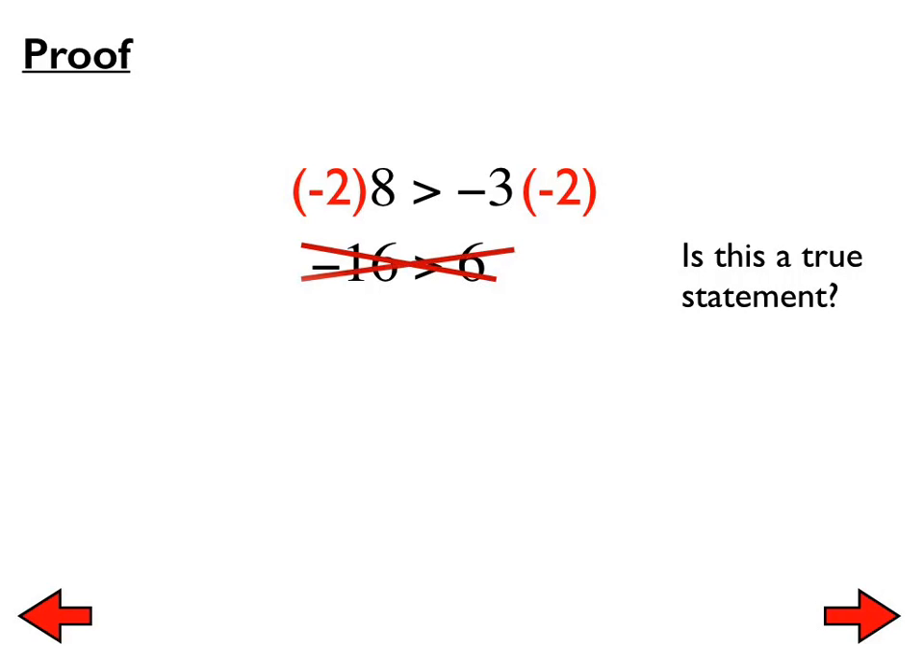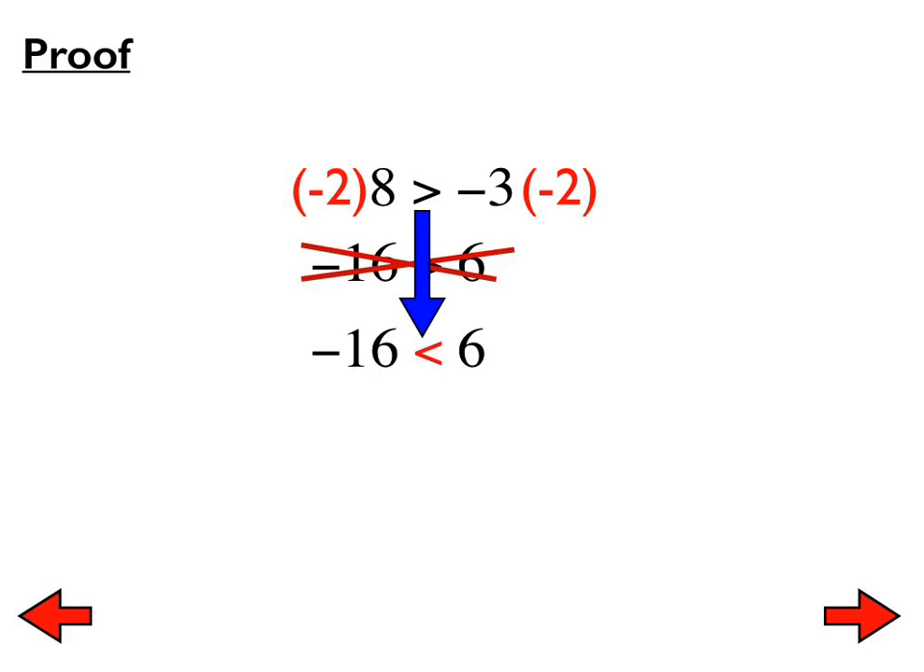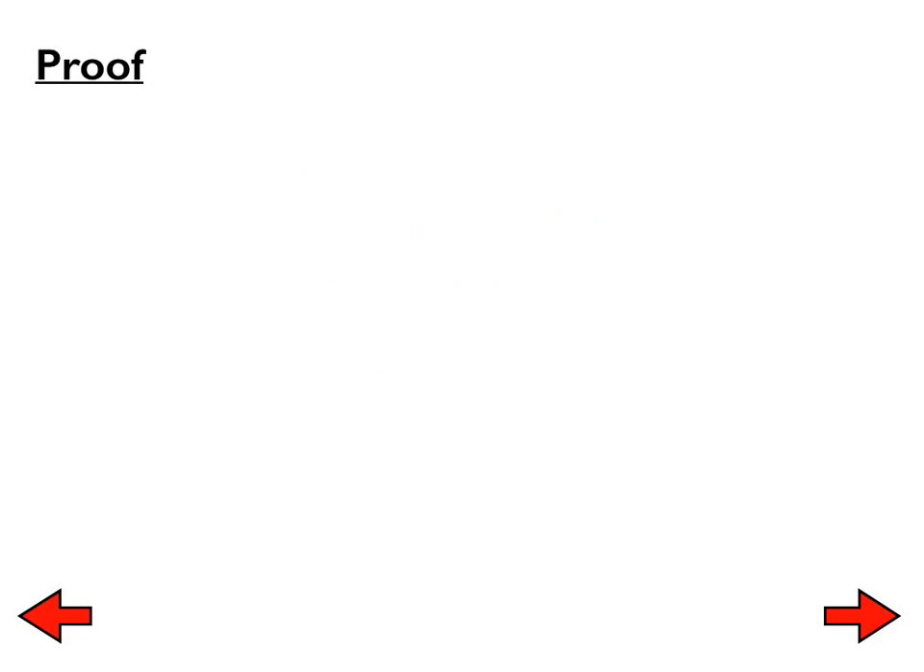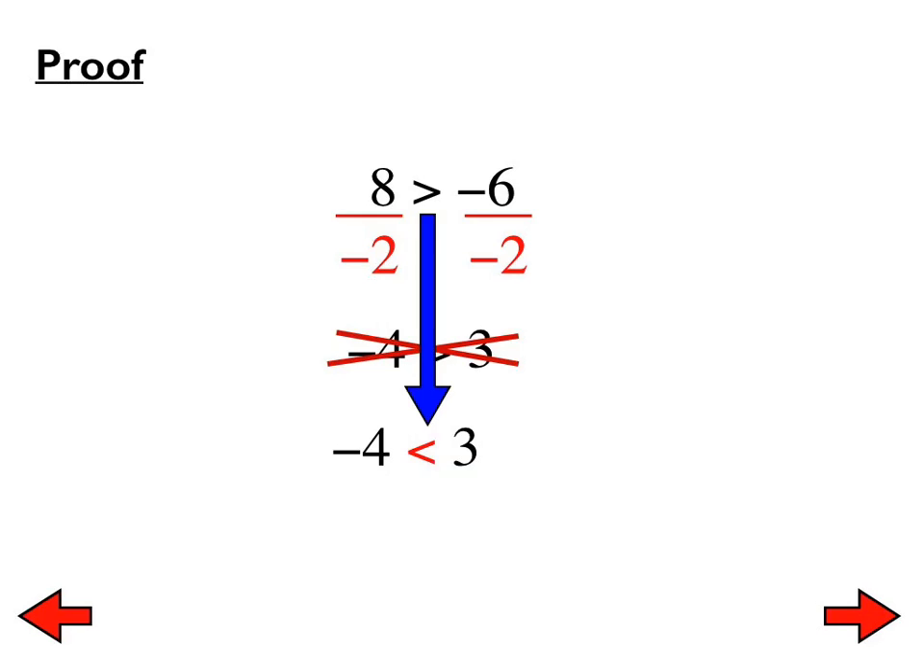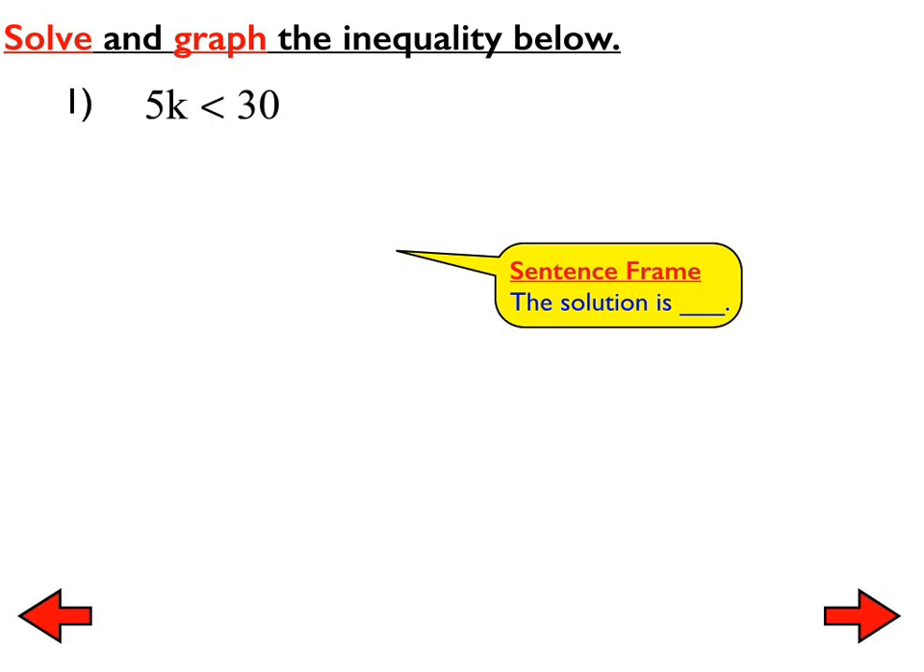So that's a false statement. But if I take that same statement with -16 and +6 and I instead flip the inequality, it's now a true statement. Same thing with dividing. If I take this true statement and divide it by any negative number, I chose -2 because it's nice and small, I now have a false statement. I had a true statement, it's now false, but if I take that false statement and flip the inequality from greater than to less than, I now have a true statement. And so that proves that's what's really happening. Anytime we multiply or divide by a negative number, we must flip the inequality symbol.